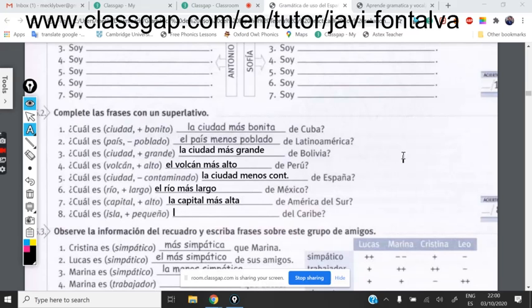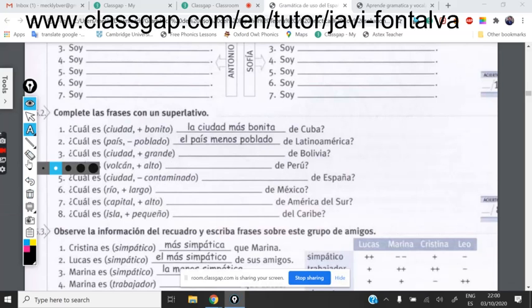Okay. ¿Cuál es la isla? La isla, okay. Más pequeño del Caribe. No, again, la isla, so más pequeña. Pequeña. So, ¿cuál es la isla más pequeña del Caribe?